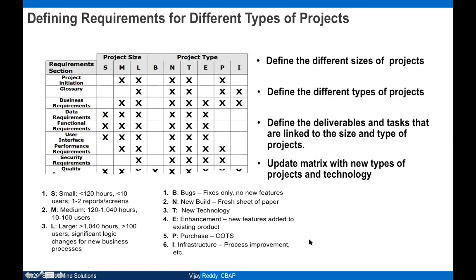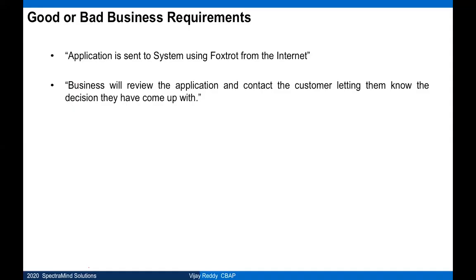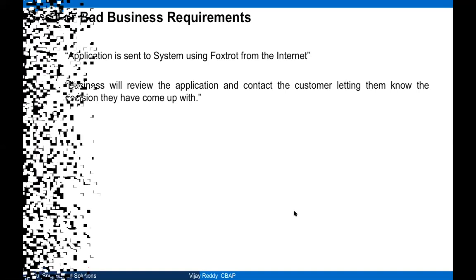Right. And this, which one is a good or bad business requirement? Application is sent to system using Foxtrot from internet. Business will review the application and contact the customer, letting them know the decision they have come up with. Which is a good requirement or which is a bad requirement? I think the second one is a good requirement. Business will review. Yeah. Second one is correct.